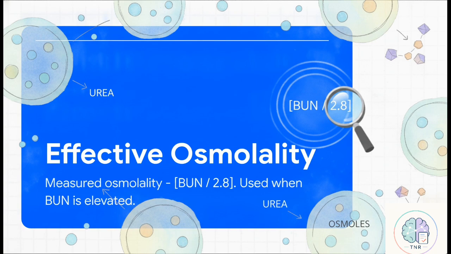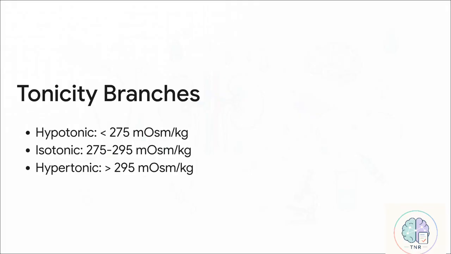So, our formula takes the measured osmolality and subtracts the BUN divided by 2.8. You're mostly going to use this correction when the BUN is elevated, basically stripping away the noise to see the true forces acting on those cells. And that leads us to the first major fork in our diagnostic road. We categorize the state as hypotonic, isotonic, or hypertonic based on that effective osmolality we literally just calculated.